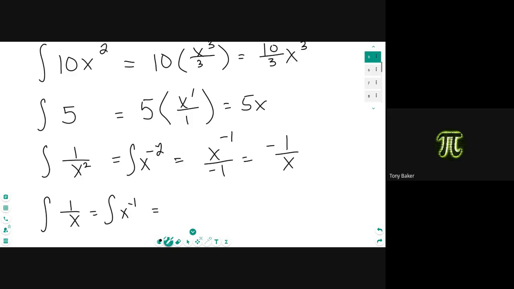So what do we get? So the rule, I get x to the 0 over 0, right? Which doesn't work. What derivative gives me 1 over x? ln of x. So that doesn't work. This equals ln of x.